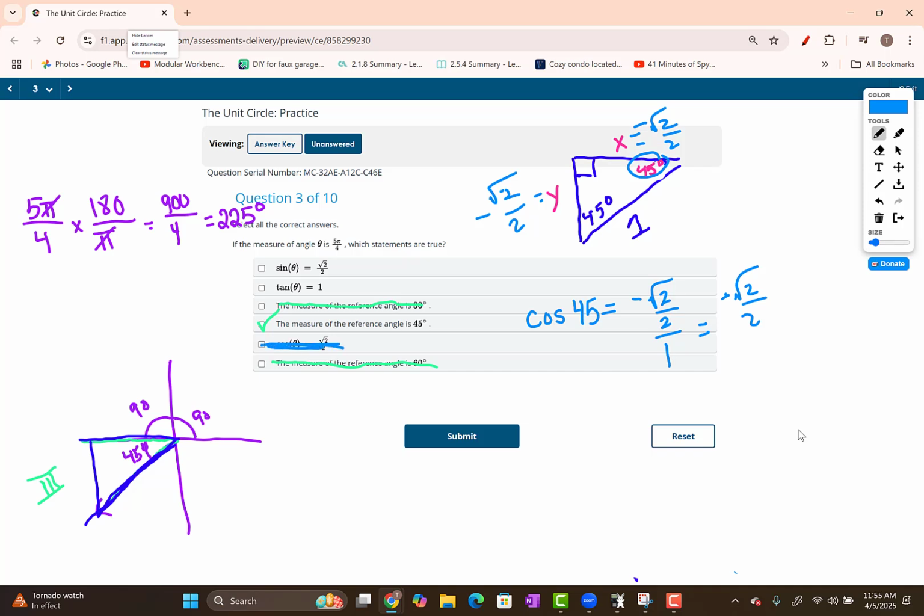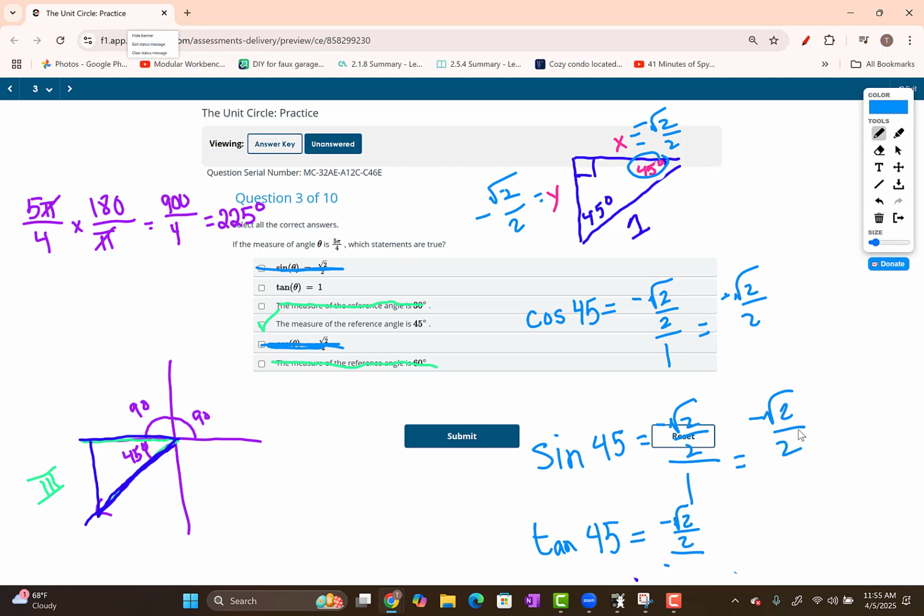Not that one. The sine of 45, opposite over hypotenuse, is going to be the same thing because the opposite side is also negative radical 2 over 2 divided by 1. And we get negative radical 2 over 2, not positive. So we cross that one out. And then finally, tangent of 45 is opposite over adjacent. So that's just negative radical 2 over 2 divided by itself. Anything divided by itself is 1. So we can also check this one off.